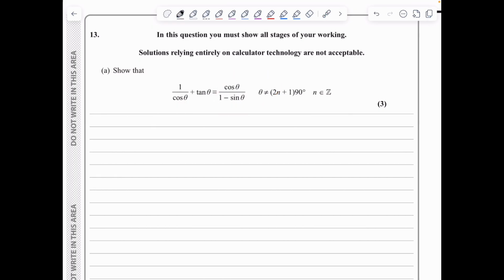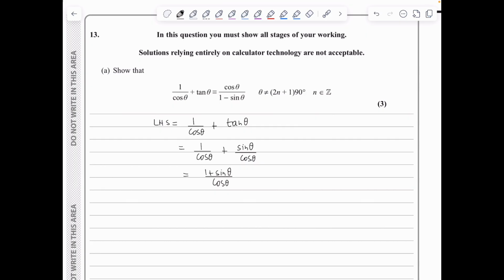So we've got on the left-hand side the 1 over cos theta plus the tan theta. And the first thing to do is use the fact that tan theta is sine theta over cos theta. So we've got 1 over cos theta plus sine theta over cos theta. I can put this together into a single fraction. So we're looking at 1 plus sine theta over cos theta.